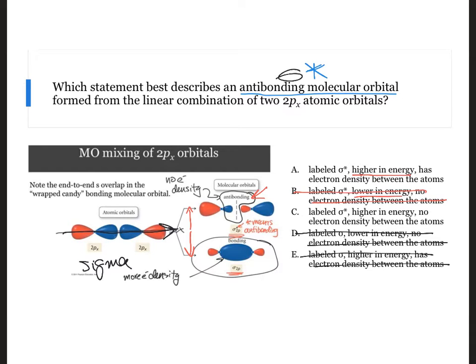Okay, last piece. Now we have to think about, is there electron density between the atoms? These are the atoms right here, and we see that there is no electron density. In fact, there's this node, and that node says that there is 0 electron density. All right, so the best answer here is C. If you still have questions, post this one on Piazza and I'll talk about it further.